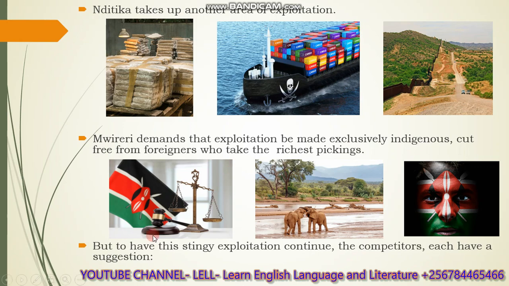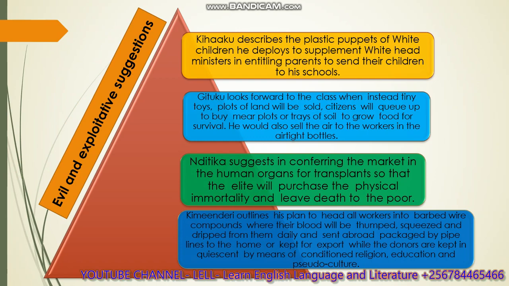Now, we have these other sentiments that we have to analyze by different people in the cave as they compete. The very first one is from this gentleman, Kihaho Wakathika. He describes the plastic puppets of white children that he deploys in his school, and then the white head who has to act as an attracting factor to bring parents to his school. That's the kind of exploitation that we can never explain, because the school is actually not authentic, but offers fake individuals in toys that will look like whites for people to come and join the school. Very corrupt and very exploitative.